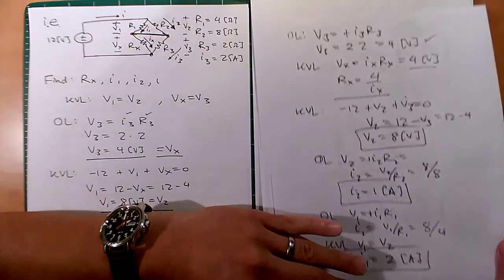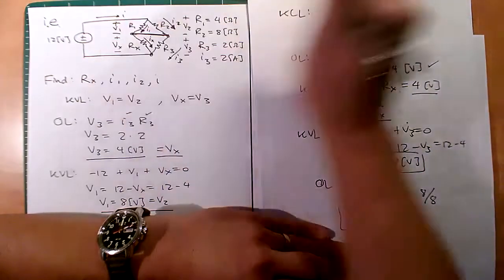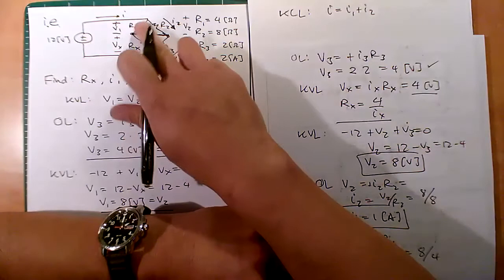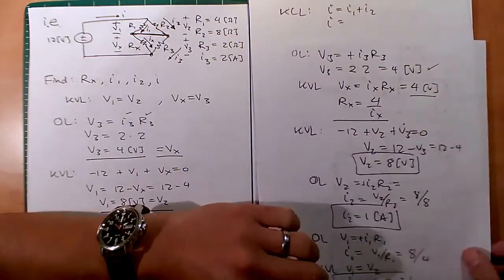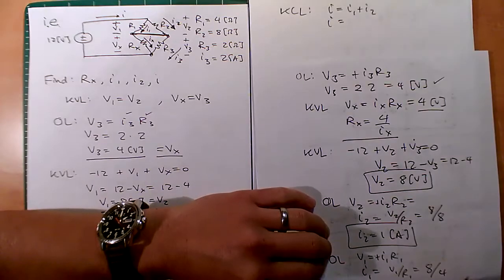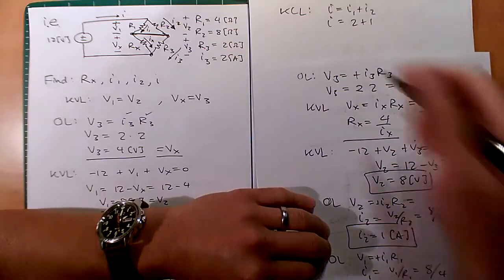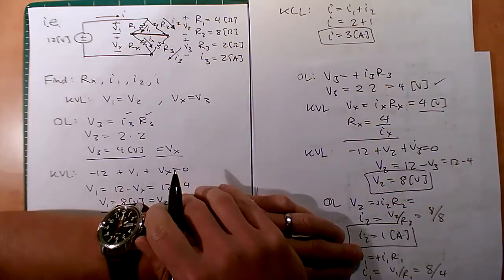Okay, what's next? We could do a KCL. And so with KCL, we could say I is equal to I1 plus I2. No problem there. Okay, what else? I is now equal to the sum of these two. So it looks like 1 plus 2. And so we have I is equal to 3 amps. Fantastic. What's next?